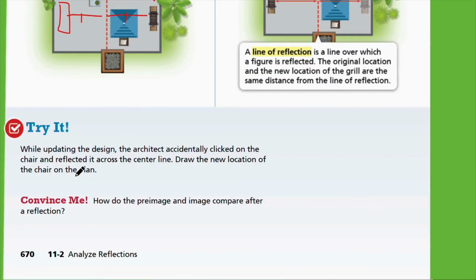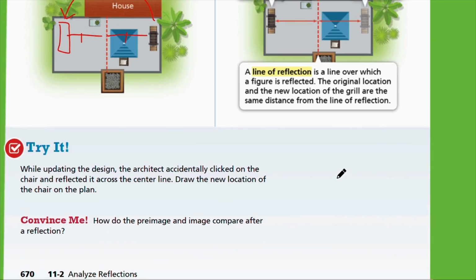While updating the design, the architect accidentally clicked on the chair and reflected it across the center line. Draw the new location of the chair on the plan. Oops. So where is the chair? He accidentally clicked it and placed it across the center line that we just drew. So the chair is the one below the blue roof over there.